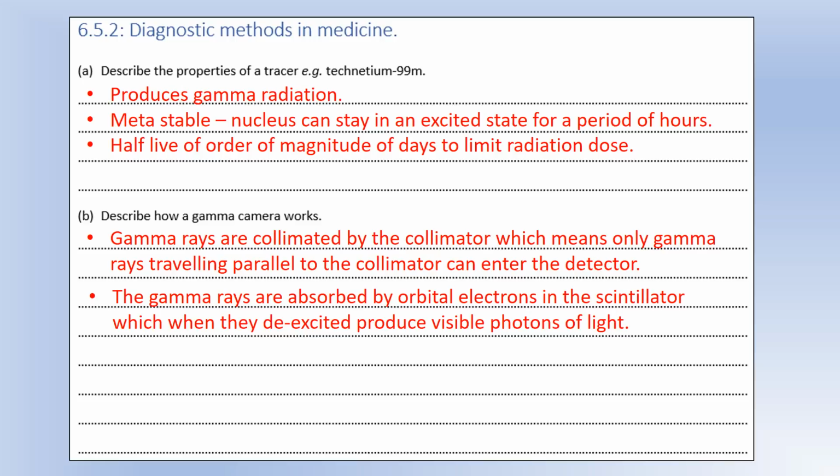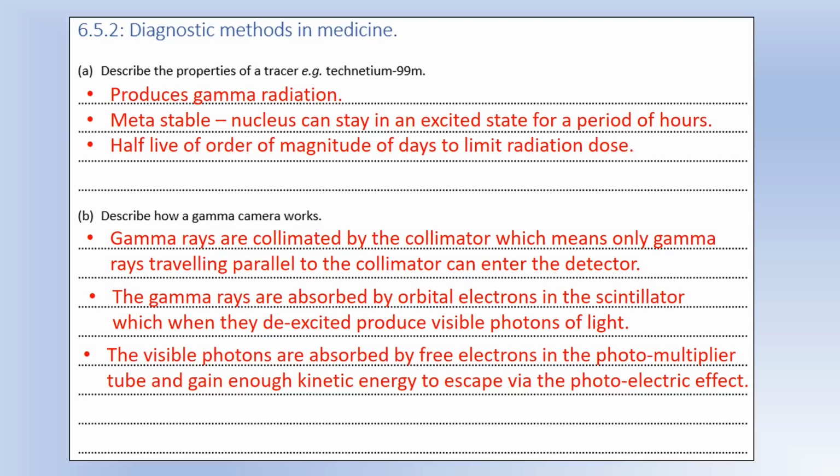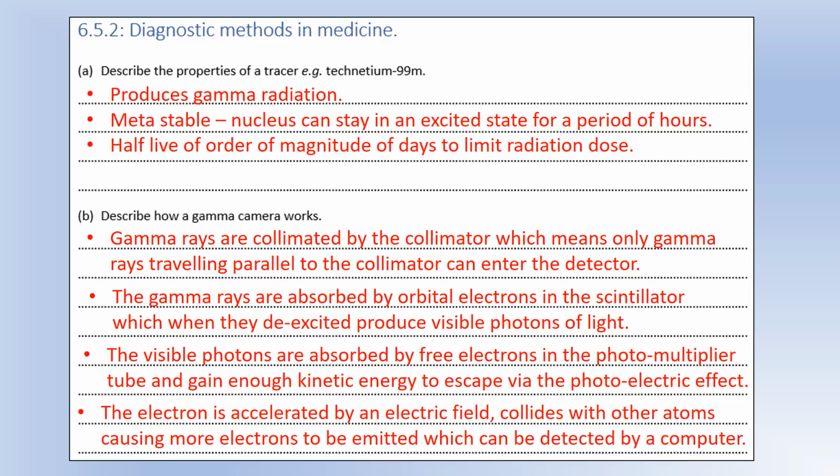Then the gamma rays are absorbed by orbital electrons in a part called the scintillator, which is usually a crystal. When the scintillator electrons de-excite, they mostly produce visible photons. Those visible photons enter the photomultiplier tube, and they're absorbed by free electrons in a metal in the photomultiplier tube, and they gain enough kinetic energy to escape via the photoelectric effect. We then use an electric field to accelerate those electrons. They collide with electrons in other atoms, those electrons are emitted as well, and you get a pulse of electrons that can be detected by a computer.